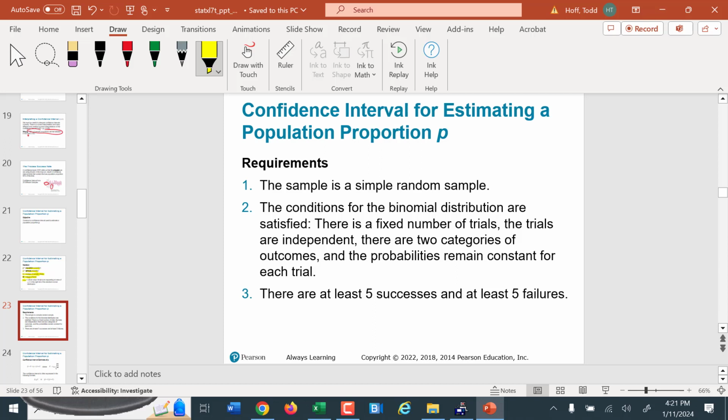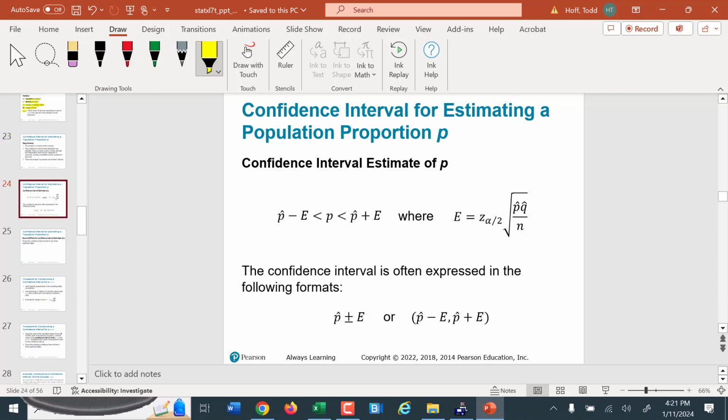Remember, this only really is important if we expect the proportion to be a really small number, close to 0, or a really large number, close to 1. Here, our estimate is right around half. So out of 950, we're more than satisfied that we're going to have at least 5 successes and 5 failures. So let's find our margin of error in our example.